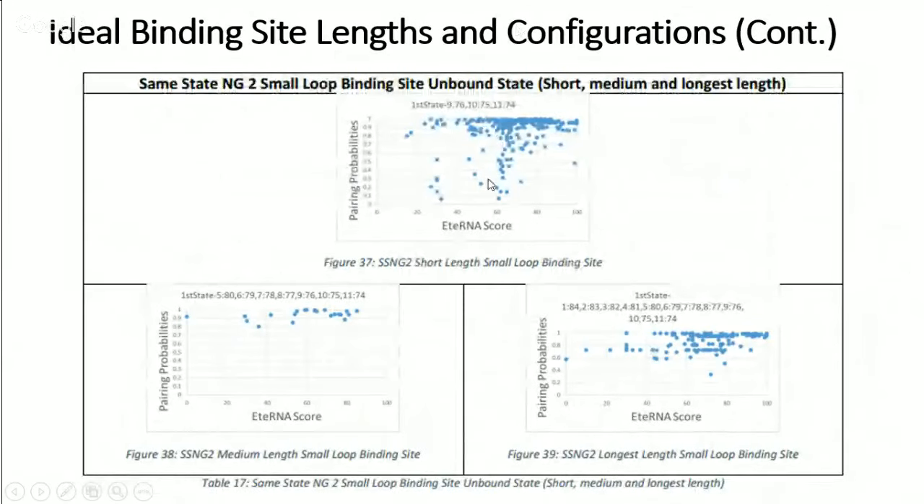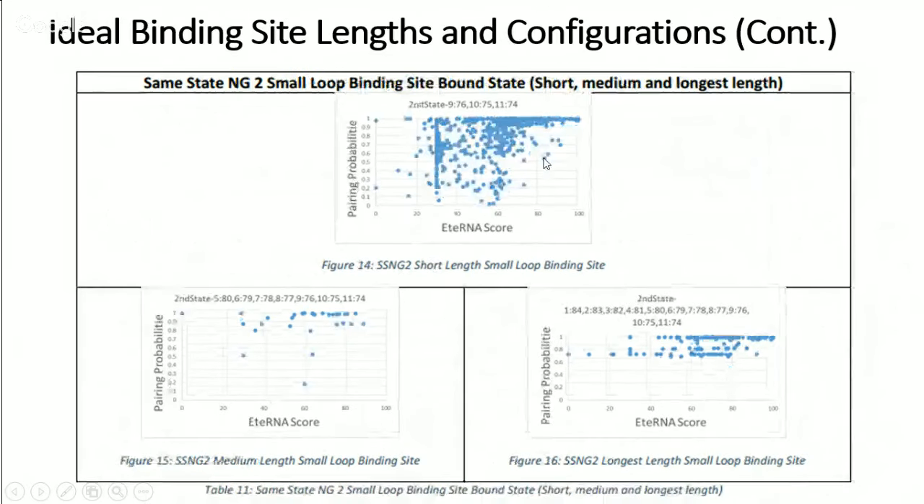And so as I was saying, the same state NG2 looks like 3,3 is good for everything, but that's really an illusion. Medium's nothing good. The longest looks really good. Same thing going on, as I said.